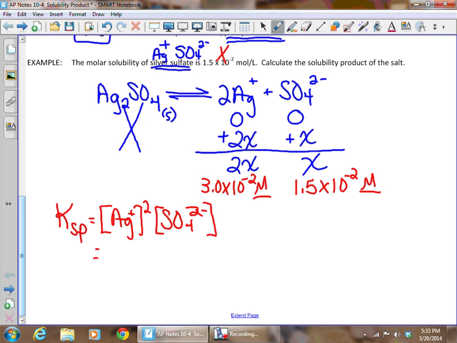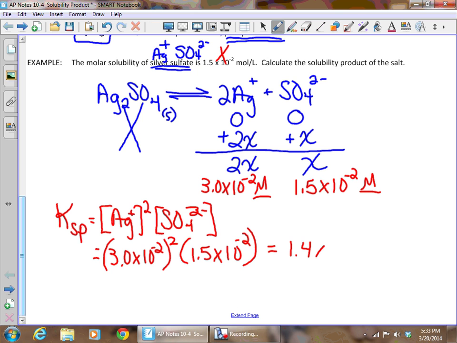Since we now know that the silver ion is 3.0 times 10 to the minus second molar, and that must be squared, and we know that the sulfate is 1.5 times 10 to the minus second, then once we perform that calculation, we find that KSP is 1.4 times 10 to the minus fifth.